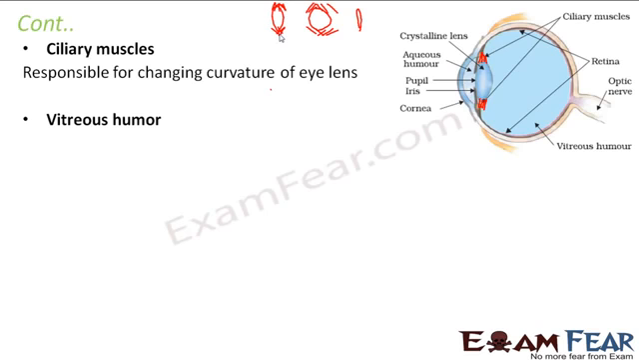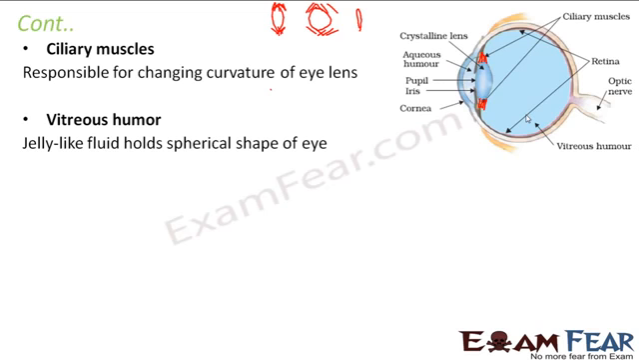Next is the vitreous humor, which is a jelly-like fluid which holds the spherical shape of the eye. If you see, this entire area of the eye is made up of vitreous humor. It maintains the more or less spherical shape of the eye. Here I have shown you the side view, because from the side view only you can see each of the components. From the front view, you do not see all the components.